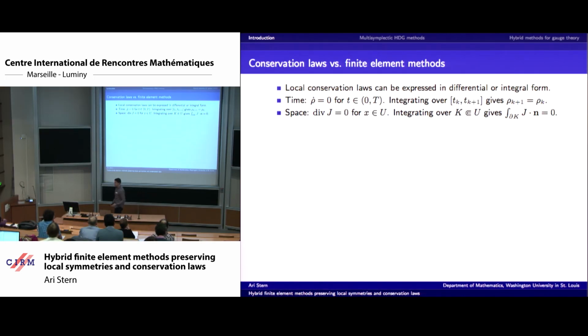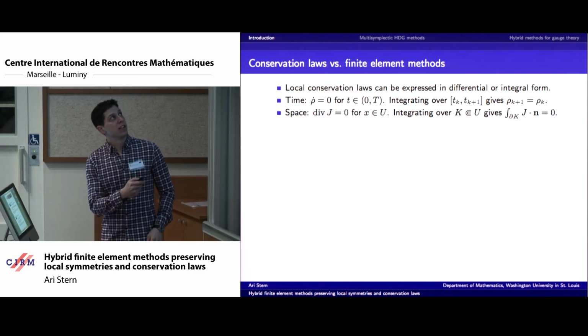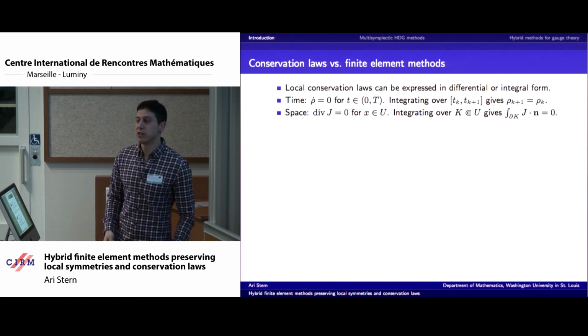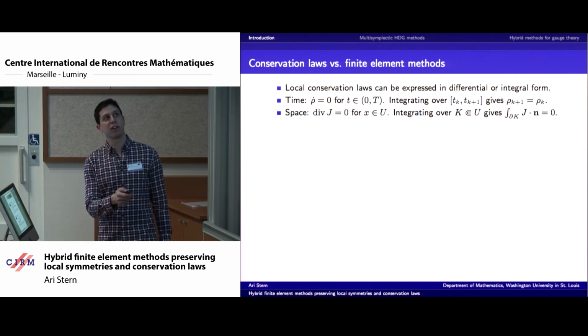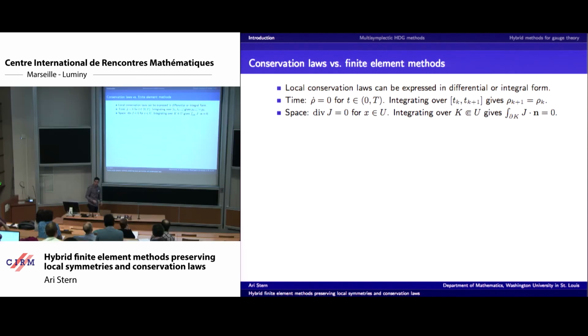If we have a conservation law in space, like maybe for an elliptic PDE, it would be saying that the divergence of something, which I'm calling J, so I'm thinking of rho as being like a charge, J as being like a current, the divergence is 0 for every point in the domain of our PDE. And an integral version of that is, of course, if we take some subdomain K that's compactly contained in our original domain, we can integrate and apply the divergence theorem just to say the flux of J through the boundary of that region is 0.